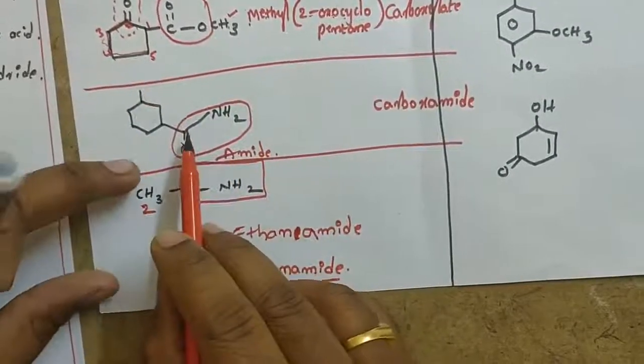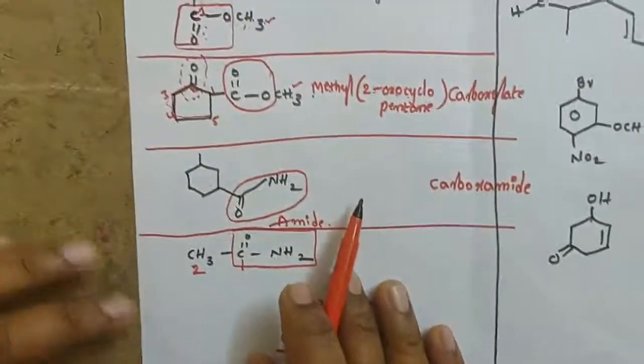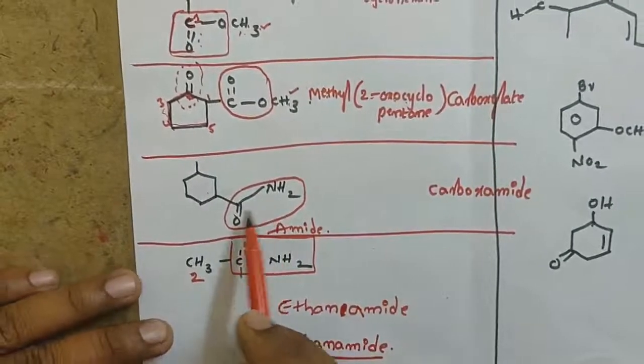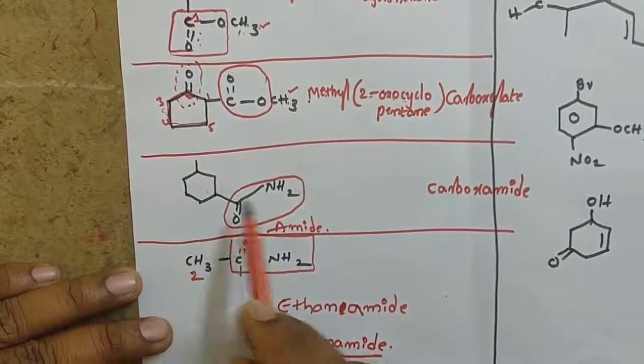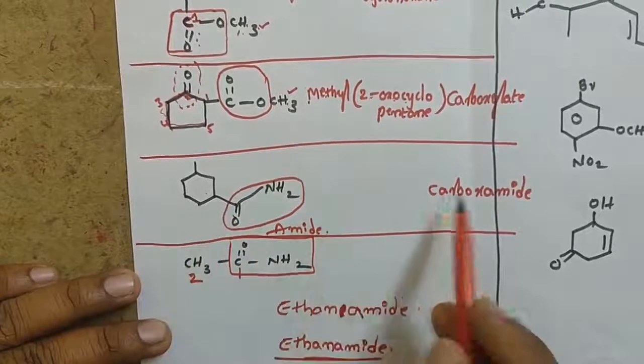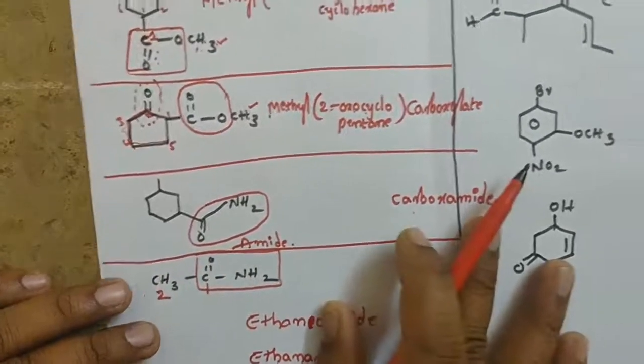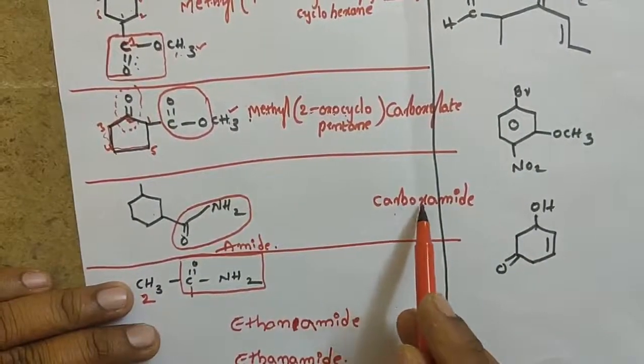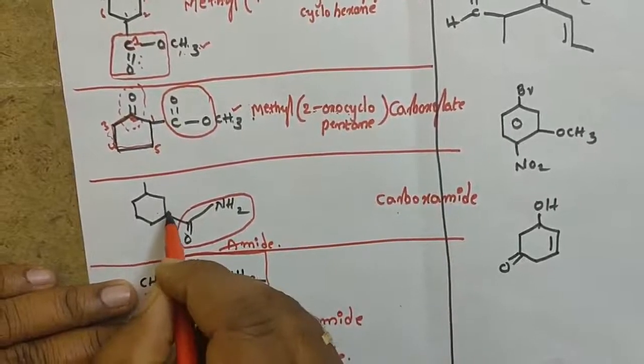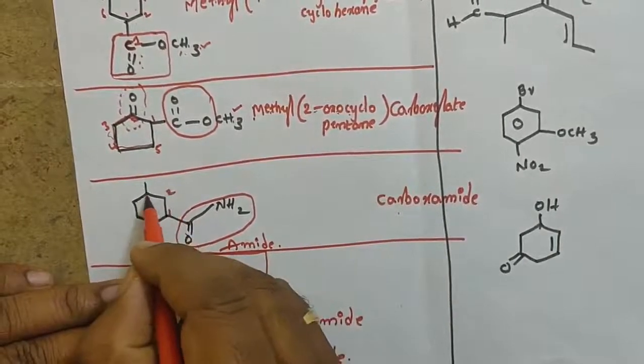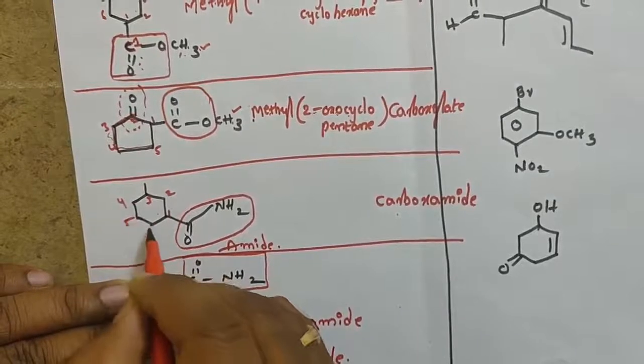But here it is not like that. Why? Because here the amide group is attached to a cyclic ring. When the amide group is attached to a cyclic ring, then we have to use the suffix called carboxamide. Then write the side chain name, numbering 1, 2, 3, 4, 5, 6.